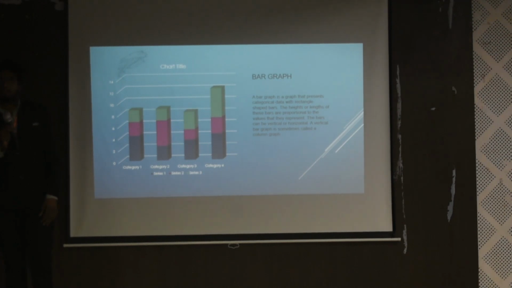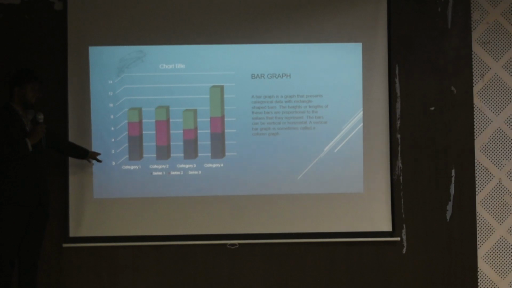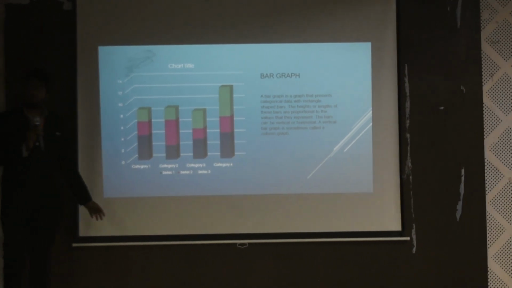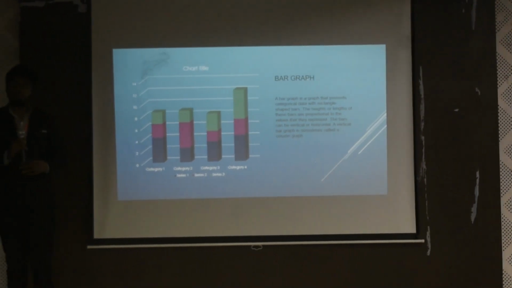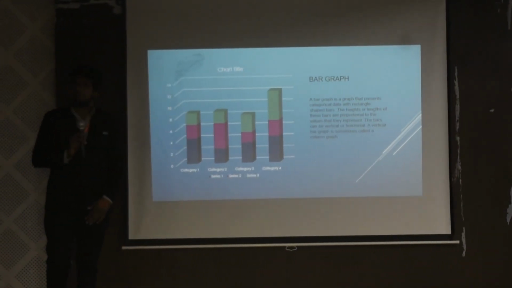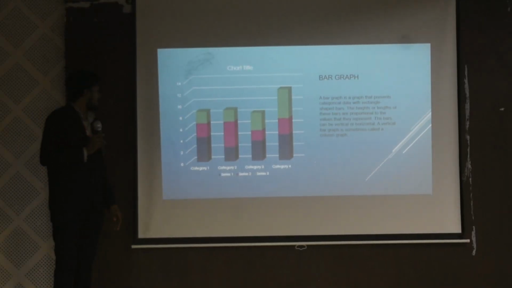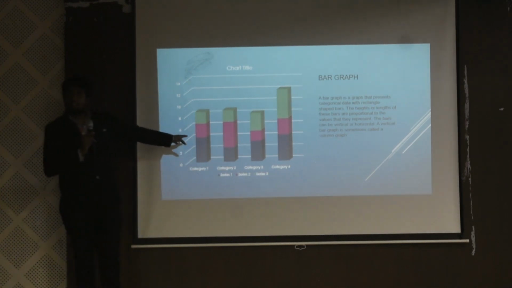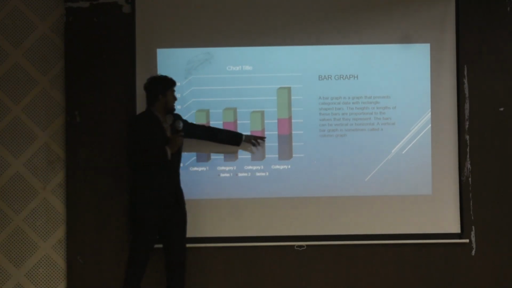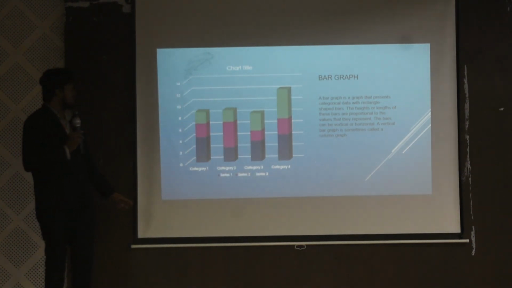How can we assume this bar graph? Can anyone give an example for a bar graph? Example: stocks, population. Yes, population is a great example for a bar graph. Here there are four countries and their populations. This is the biggest one because the population is high. These types of bar graphs are useful to us.